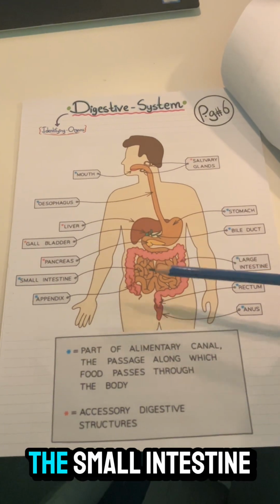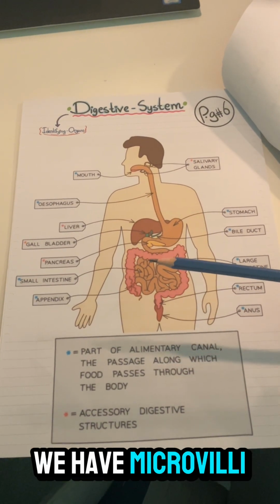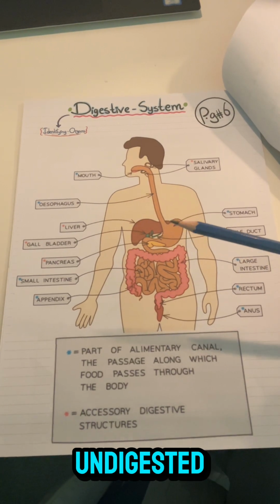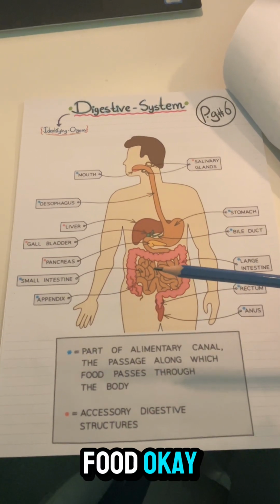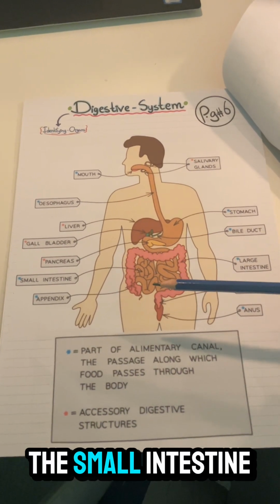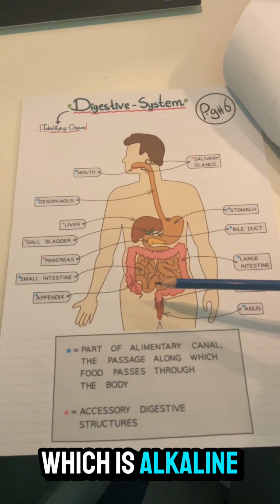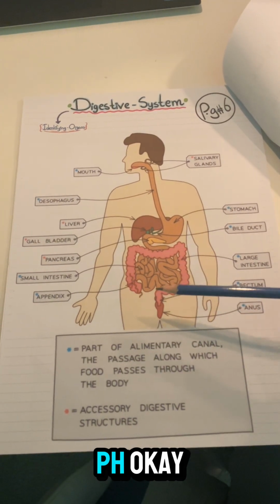alright? And in the small intestine, like I said, we have microvilli. Microvilli is the part which is going to absorb all the digested material from the food, okay? After absorption is taking place in the small intestine, in both parts, the ileum and the duodenum, okay, which is alkaline solution in alkaline pH, okay?